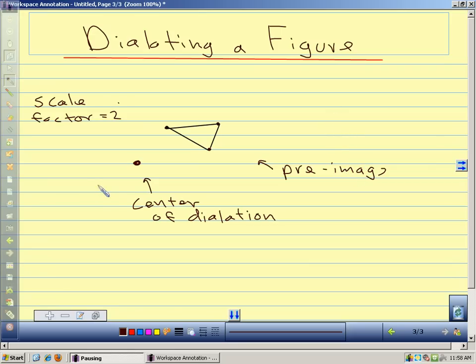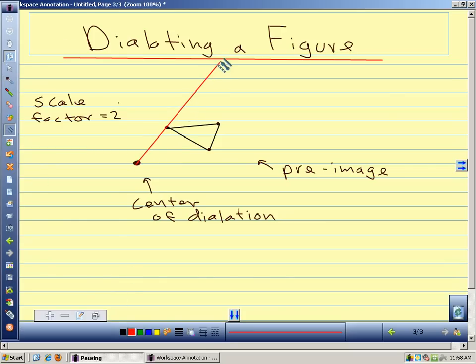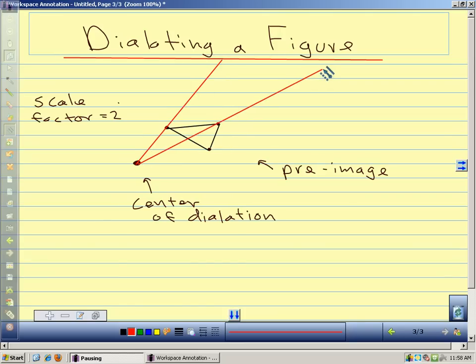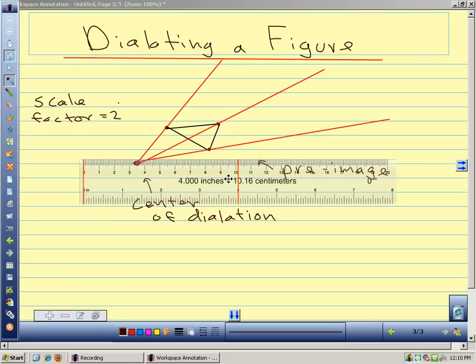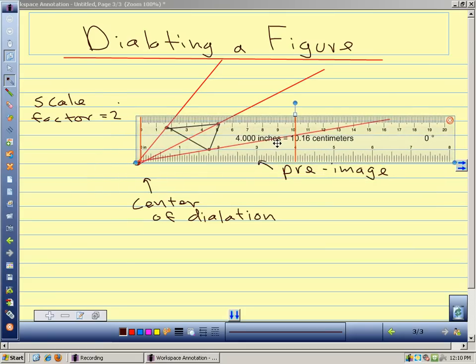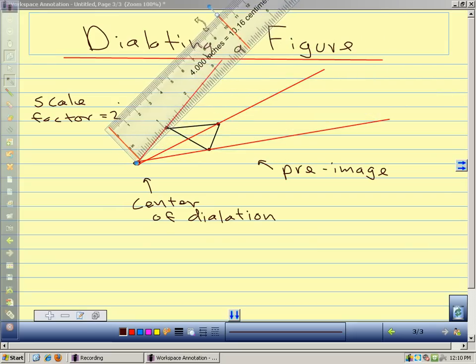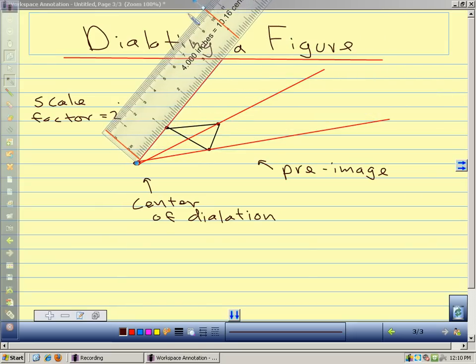Now what we're going to do is from our center of dilation, we're going to draw a line from the center through each vertex and extend it beyond the vertex. Like so. From the center through each vertex and extend it past. Now I'm going to get a ruler. So there's my ruler. And I'm going to measure from the center of dilation to the vertex along that line.